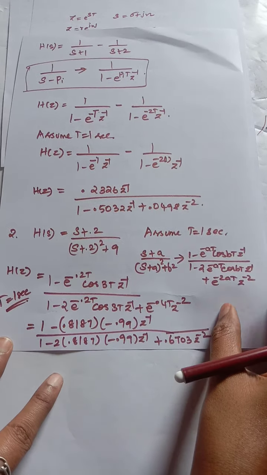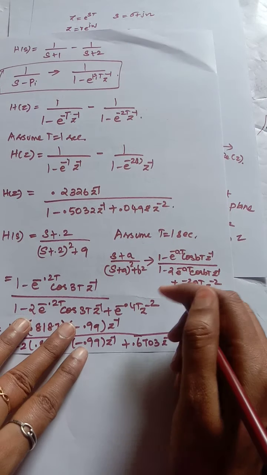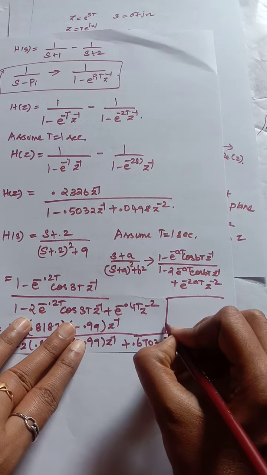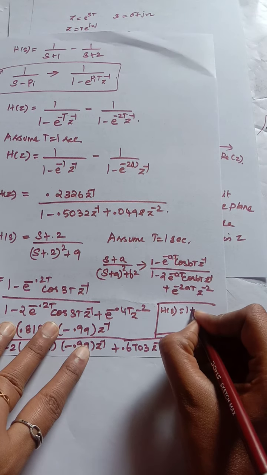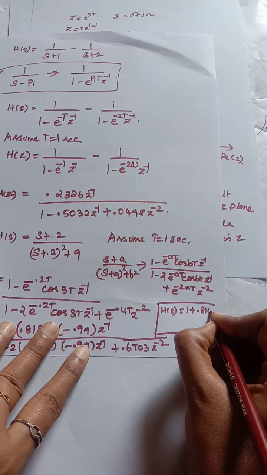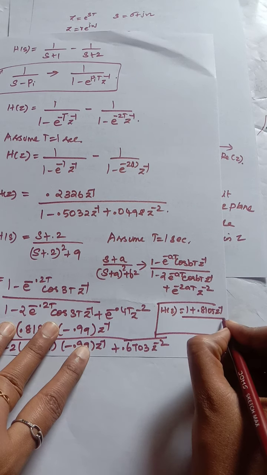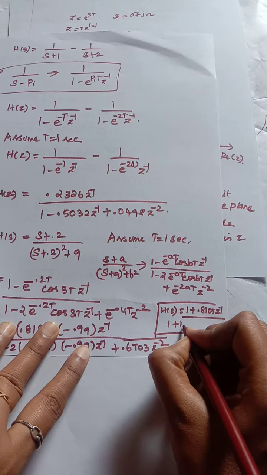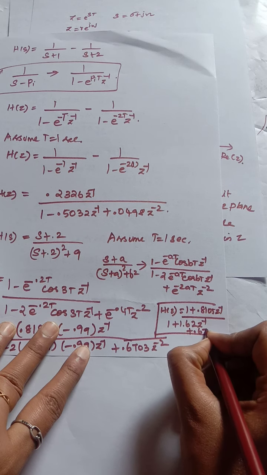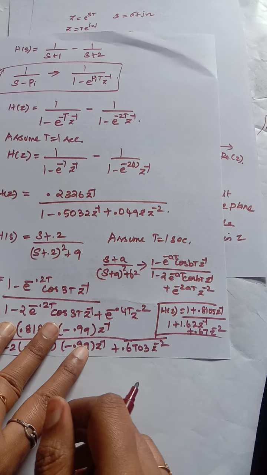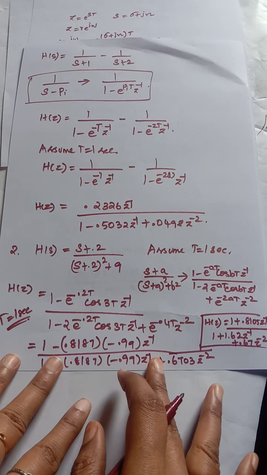On simplifying this, H of z will be 1 plus 0.8105 z inverse divided by 1 plus 1.62 z inverse plus 0.67 z power minus 2. So this is the H of z value.